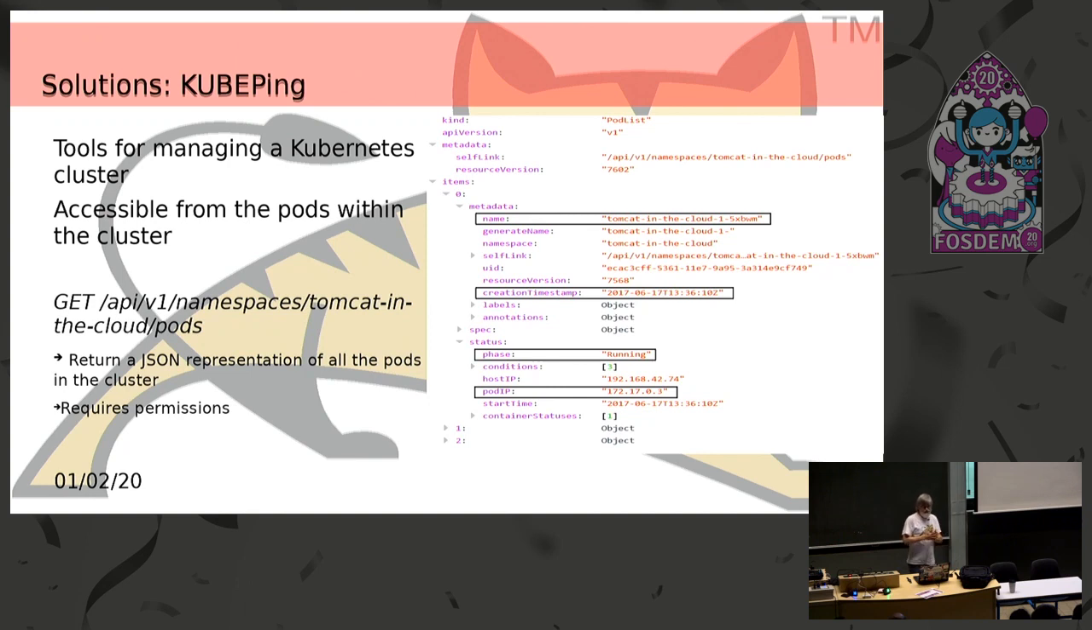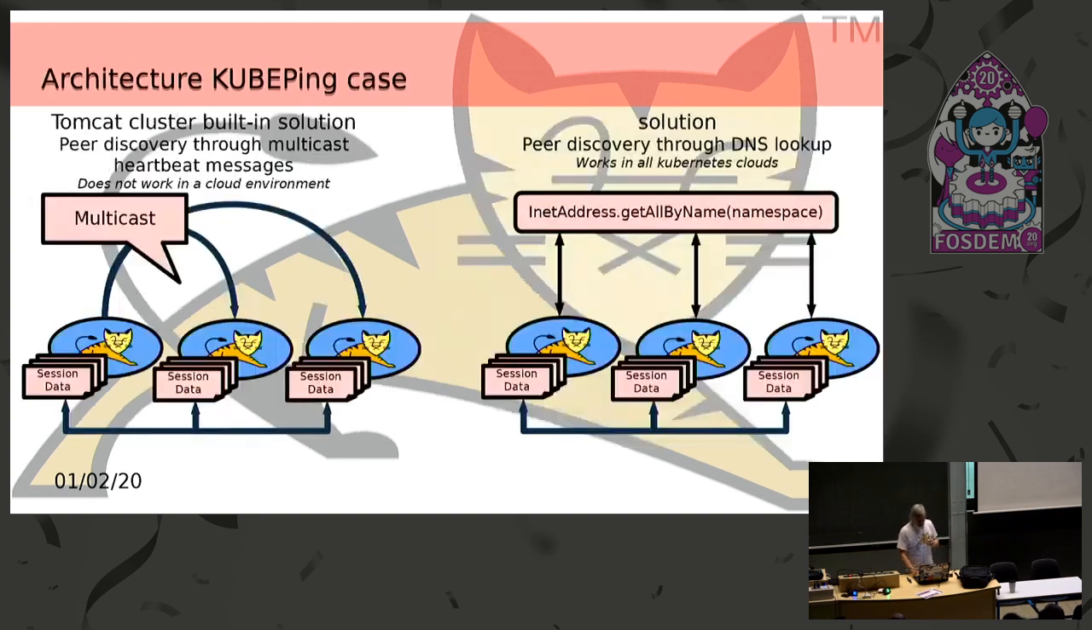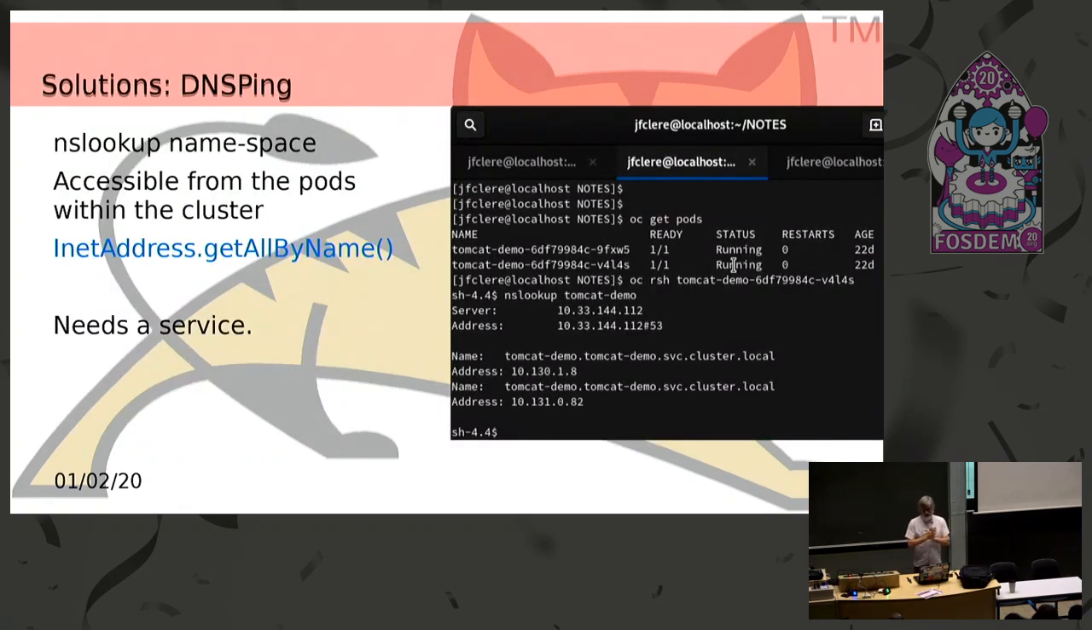KubePing is a bit tricky because you need some permissions. In this case, it's not a big problem. But if you're running on a real cloud, you won't have those permissions, and you will not ask your administrator to give them to you. So there's another way to discover the other node. We name it DNS ping. You can look for it. It has been invented by the Infinispan guys. Here you just make an NS lookup.